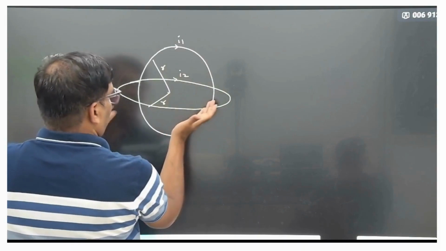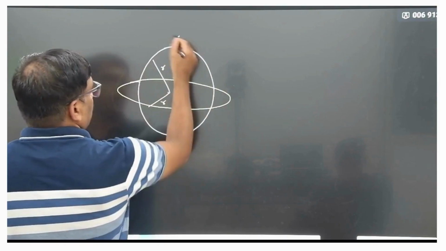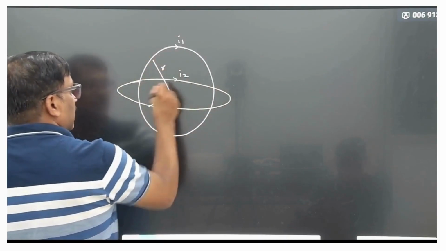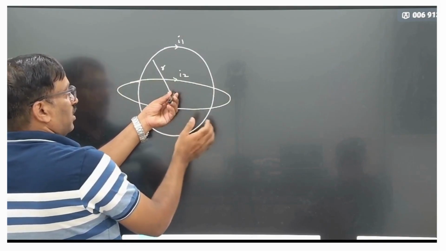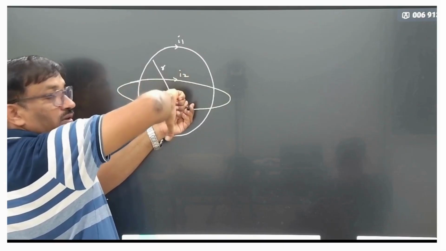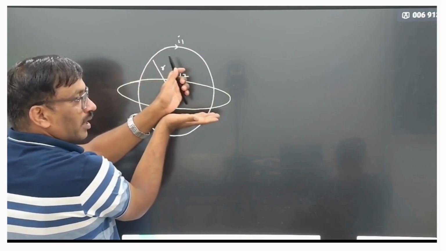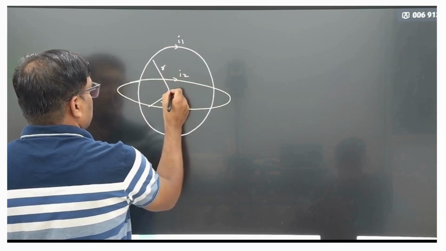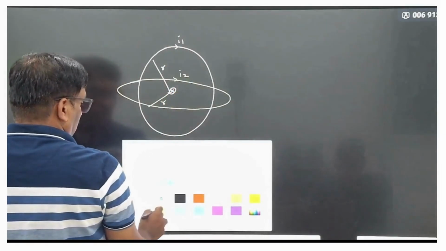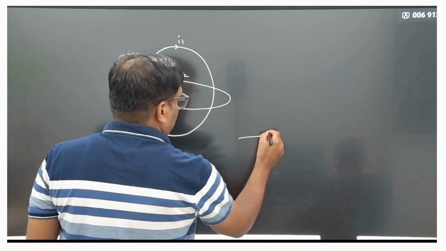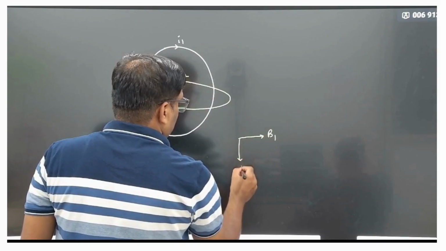Due to the circular coil, it will be toward this direction. Due to this current, the magnetic field is inside. Due to this one, the magnetic field is downward. Both planes are in perpendicular directions. So the magnetic field due to this one is inside and due to this one is outward onto this. That means it is downward, right? This is B1 and the other one is B2.